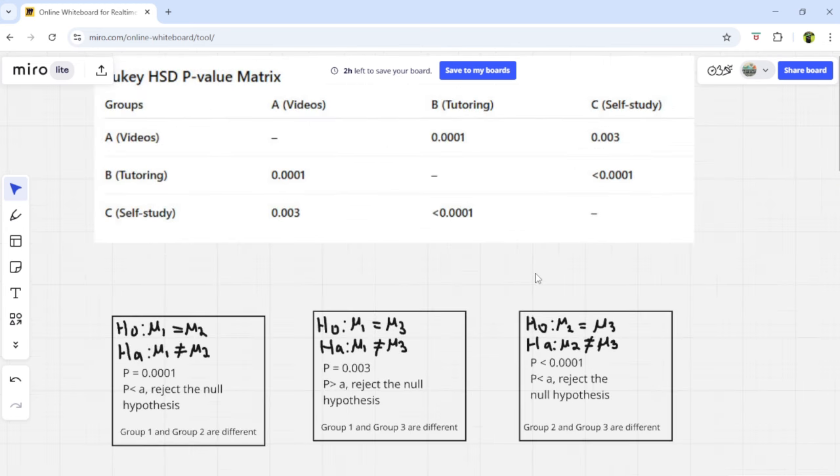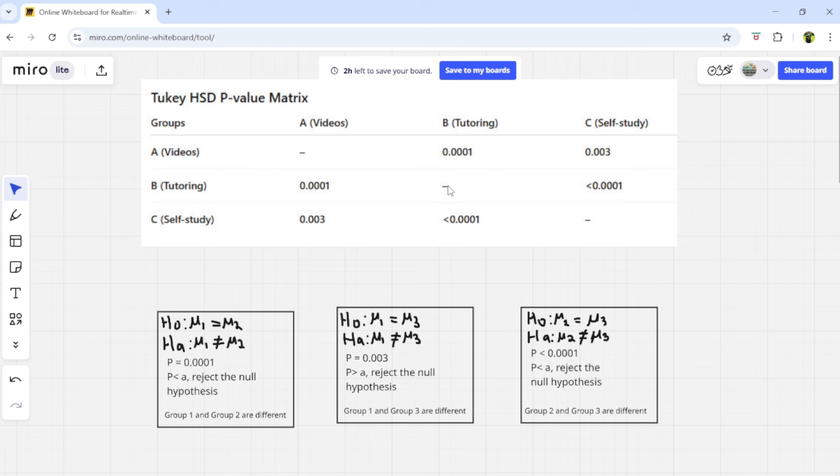Now to do that, they will give you the matrix of Tukey's groupwise comparison test. It's going to look something like this. Looking at our example, we have videos, tutoring, and self-study. This is group 1, group 2, group 3. We compare one group against the other group to see which ones are different and which ones are actually the same. To do that, we write the null and alternative hypotheses. H0: mu 1 equals mu 2, mean 1 equals mean 2. We assume that they are the same. The alternative, we assume that they are not the same. And then we look at the p-value.